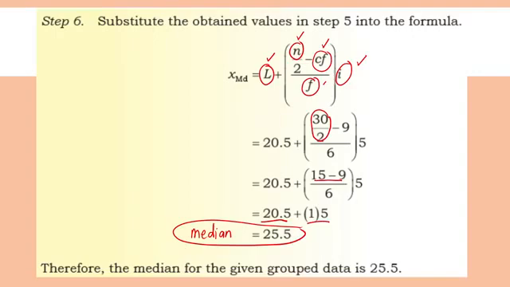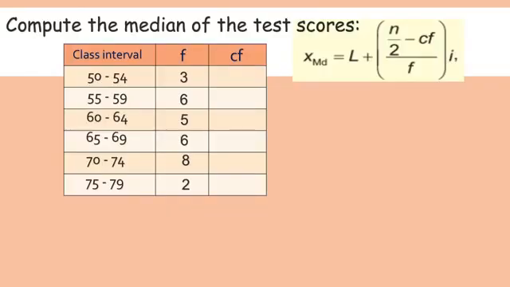Now, to further explain this one, let's have our second example. This is my way of solving this without having the class boundary. I'm going to start with the CF. Start here with 3. What should be written under 3? 9, because 3 plus 6 is 9. Next, 13. 9 plus 5 is 14. Correct. Next, 20. 14 plus 6 is 20. Next, 28. 20 plus 8 is 28. Next, 30. 28 plus 2 is 30.